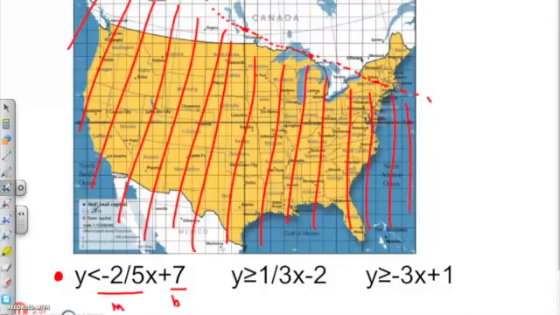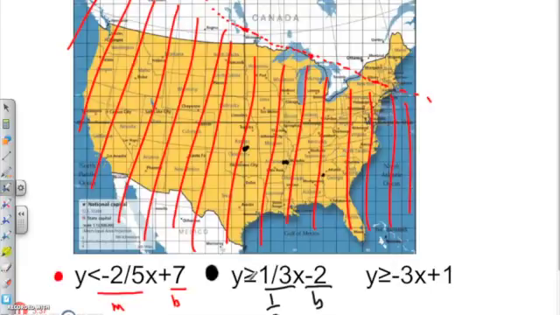Alright, I'm going to graph my next inequality in black. On this one, my y-intercept is -2, and my slope is 1/3. So I'm going to go down to -2, which is right on the border between Kansas and Oklahoma. And I'm going to go down 1 and right 1, 2, 3. And I'm going to draw my line right there in Arkansas. I'm going to go down 1 and over 1, 2, 3. And we're in Georgia now, just a little bit southwest of Atlanta.